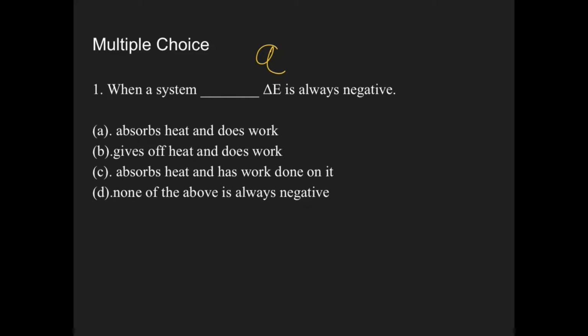So, absorbs heat and does work. Well, if it absorbs heat, then the energy might not be negative. Doing work gives up energy, absorbing heat takes in energy. So you might end up with a positive value for E or Q. But if you're giving off heat and doing work, both of those require you to lose energy. So no matter how much of each one you're doing, you're always going to be losing energy. When you're absorbing heat and having work done to you, that's always positive. And none of the above is not an option.